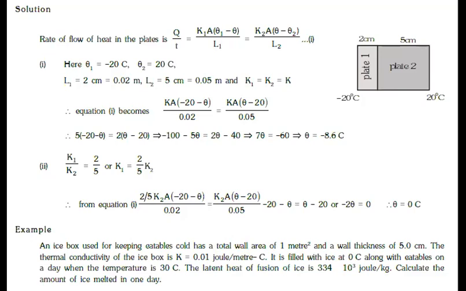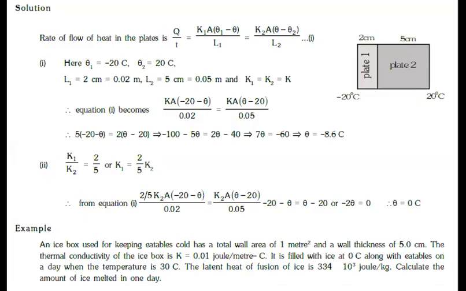Now, if you see this, I have taken this as 20 and this as -20, and they have taken this as -20, this as 20, but technically it is the same. Yes or no? I have already told you, you don't have to worry about the direction of current, because if it is opposite, you'll get a negative value. So let's see this problem.